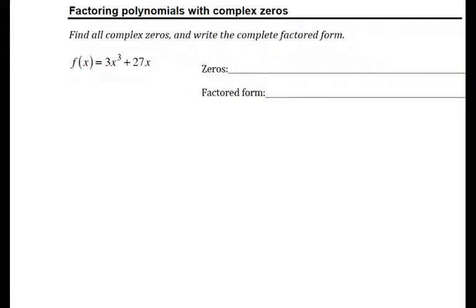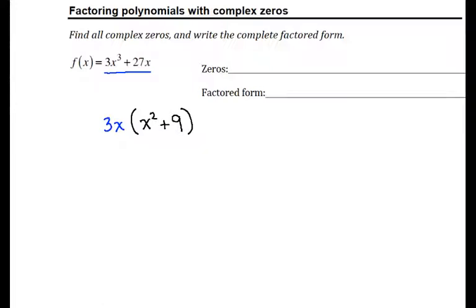For factoring polynomials with complex zeros, we're going to be able to keep going after the stage where previously we would have said that a polynomial was prime. If we look, for example, at this polynomial right here, 3x cubed plus 27x, we can start trying to factor it by old techniques, which would mean we look for a GCF first. We see that 3x is a common factor in both terms, so I can factor out that 3x, which leaves me with just x squared plus 9.